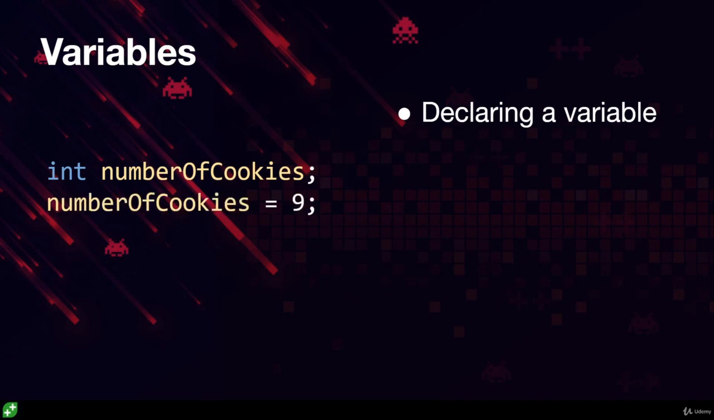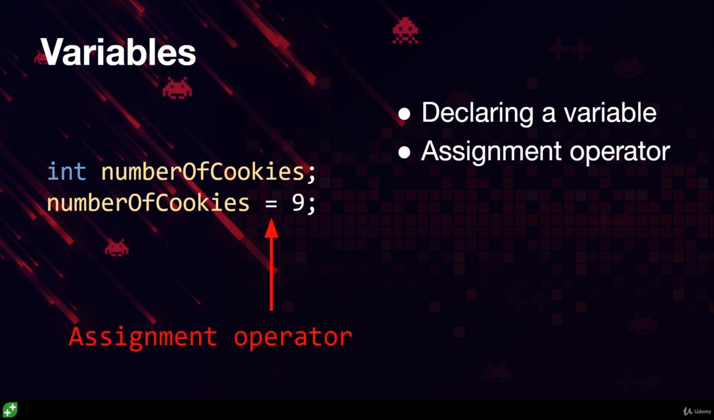We need to initialize it with a value, and we do so using the assignment operator. This is the assignment operator. It looks like the equals sign. The assignment operator takes the value on the right, in this case 9, and assigns it to the variable on the left, in this case number of cookies. Now number of cookies holds the integer value 9.